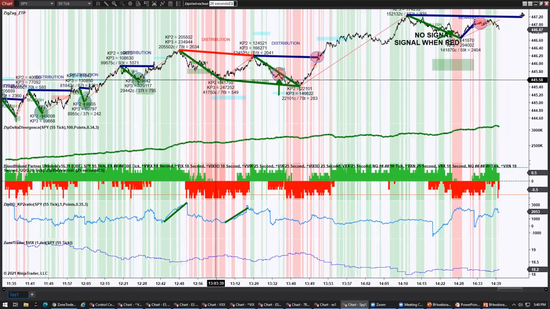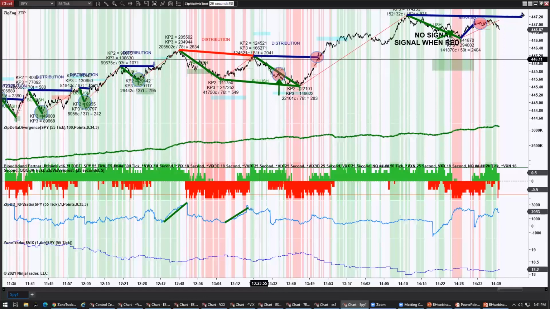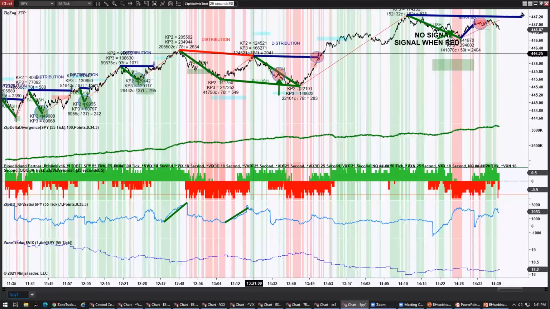It's really key to understand that just because you're getting the signal, that isn't the automatic go sign. If I were looking to sell this, what I need to see is some selling coming in before I sell it. And that's kind of how I trade this.